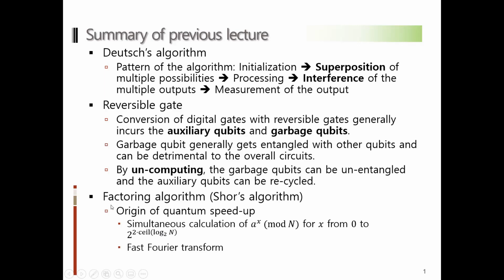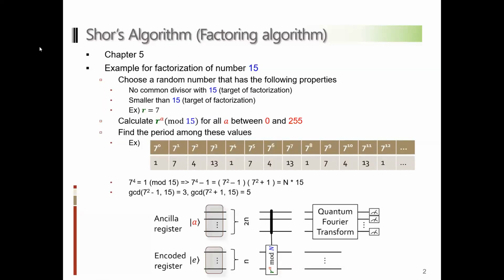Let's review the factoring algorithm in a little more detail. The factoring algorithm goes like this. Again, there are two important components in the factoring algorithm, and those components are also represented in terms of the circuit here. The first part is that we have to create the superposition of all the possible values for the exponent, or power, of r to the a.